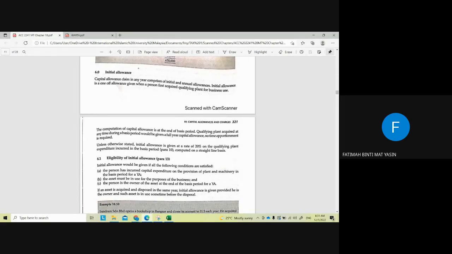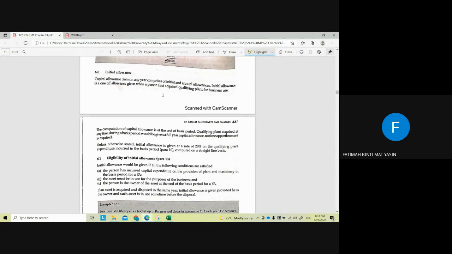Okay, so initial allowance, as I mentioned earlier in the previous class, can be claimed by the company when the company first purchased the asset. Here it's mentioned, initial allowance is a one-off allowance given when a person first acquired qualifying plant for business use. So whenever the company purchased the asset and the asset is used for the business to produce the income, then the company can claim the initial allowance for that asset.